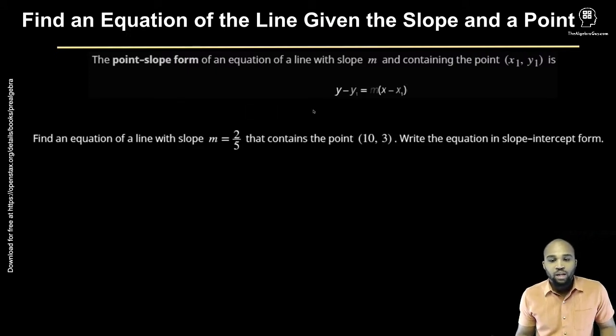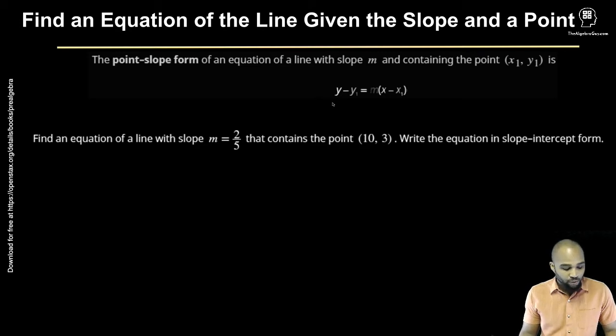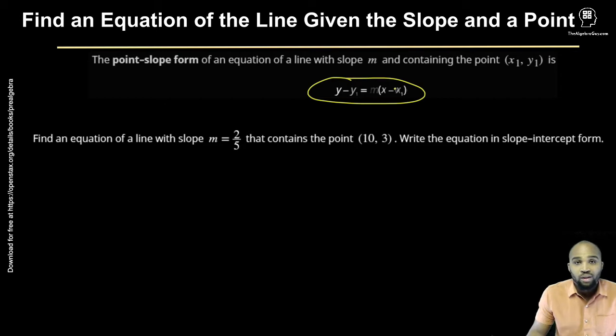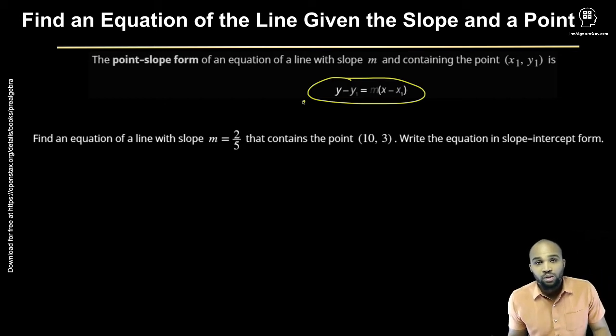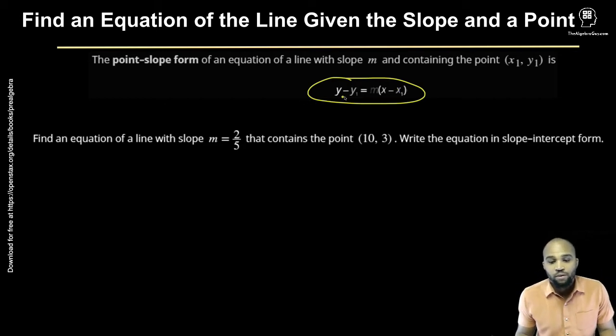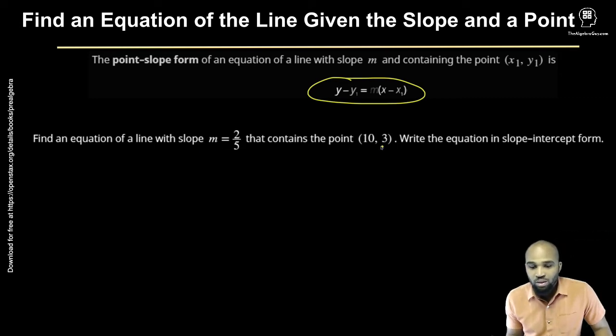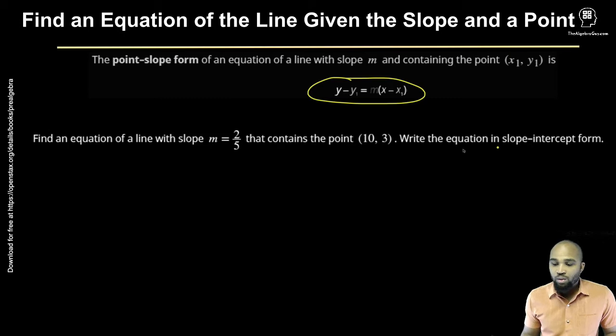Finding the equation of a line given the slope and a point. So we just did that, but here it is formally. So you could use point slope form. Now, side note, you don't have to use point slope form. You could use slope intercept form, and I think I'm going to show you that later on. But I'm going to keep with point slope form for right now. Finding the equation of a line with slope m equals 2/5 that contains a point (10, 3). Write the equation in slope intercept form.